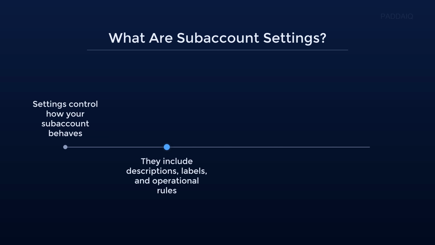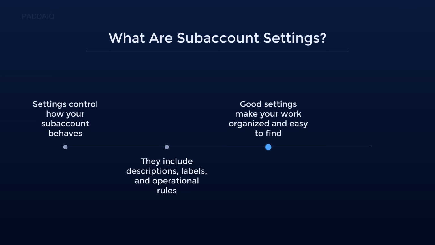They include descriptions, labels, and operational rules. This means you can document what the subaccount does, categorize it for easy identification, and set rules for how it operates. For example, you might label a subaccount Production EU and set rules to auto-shutdown nightly. These settings are essential for organizing and controlling your SAP BTP environment effectively.